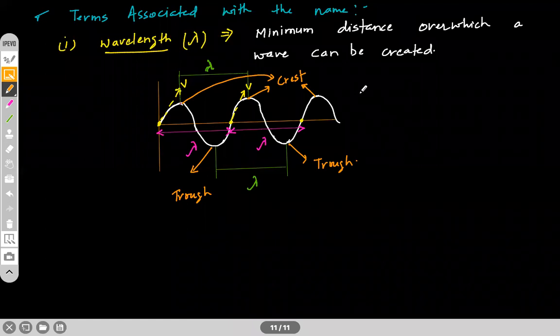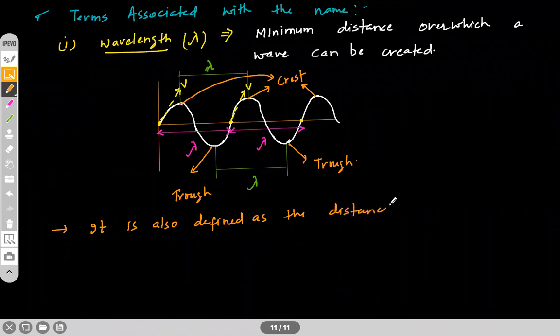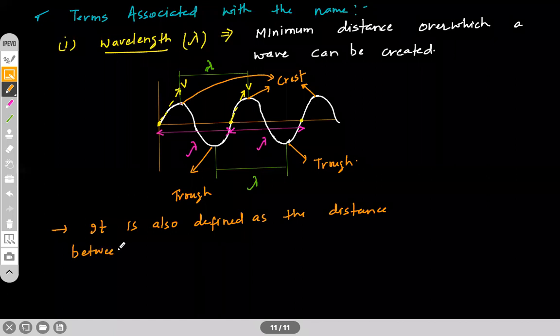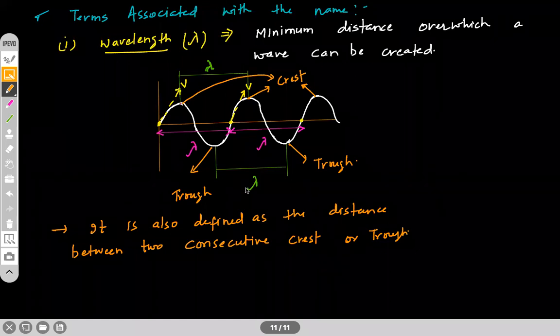This is one definition. The other one is, it is also the distance between two consecutive crests or two consecutive troughs. Correct? So the next point you write down, it is also defined as wavelength. It is also defined as the distance between two consecutive crest or trough. This is the definition of wavelength.